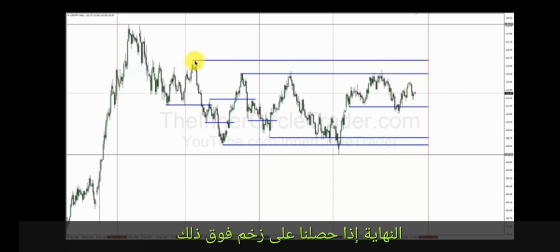And ultimately, if we get momentum above that, we could see these stops run. And that would be in agreement with a bullish dollar as well, because the first currency in this pair is the dollar against the yen. So dollar strength in the index would promote strength in this pair.